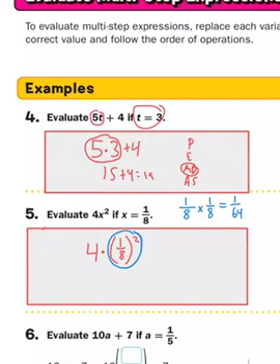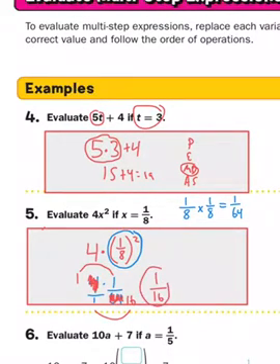Okay, so now I'm going to rewrite this as 4 times 1/64. I'm going to solve it. And you could do some bow tie reducing here. 4 goes into itself once, and 4 goes into 64 16 times. And you get 1 times 1, which is 1, 1 times 16, which is 16. So your answer to this one is 1/16.